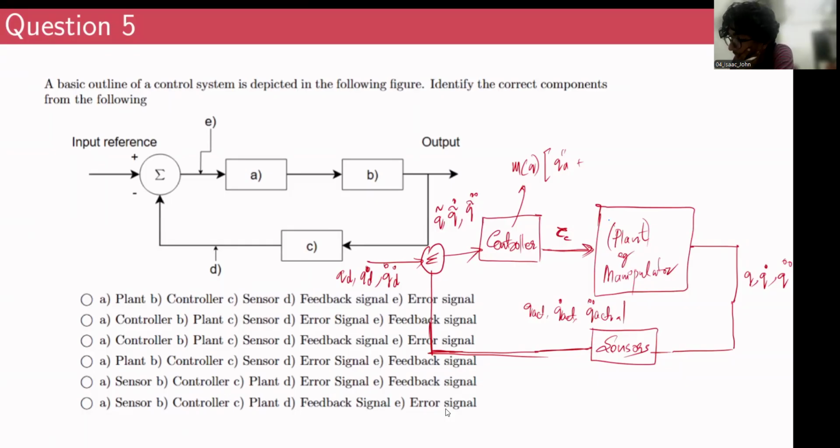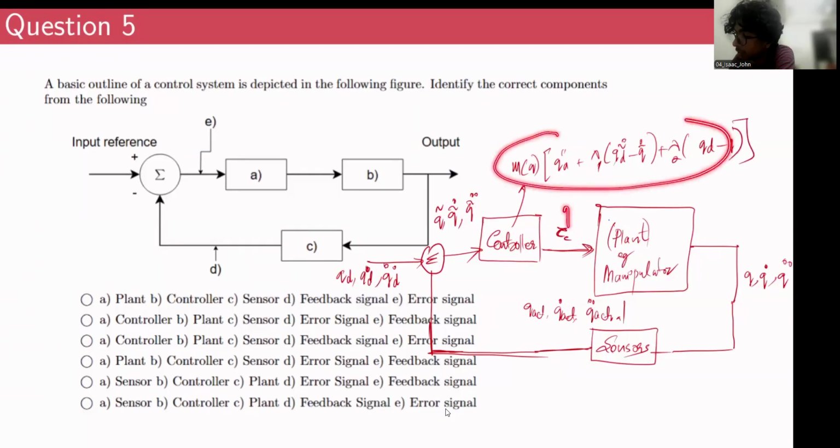You can have a control law, depending upon your preference, inside this controller, something like M of q multiplied by q desired double dot plus lambda 1 times q tilde dot plus lambda 2 times q desired minus q actual, something like this. And based on this control law, it would give a control vector. So it keeps on going and going.